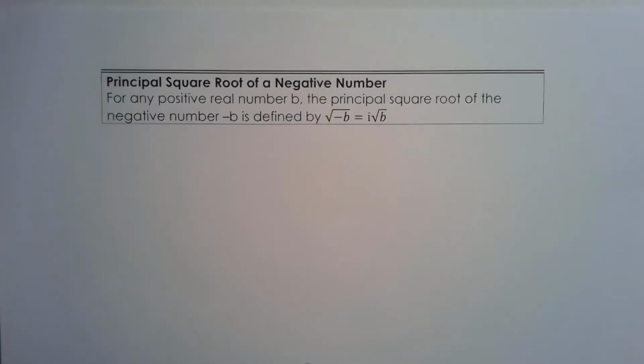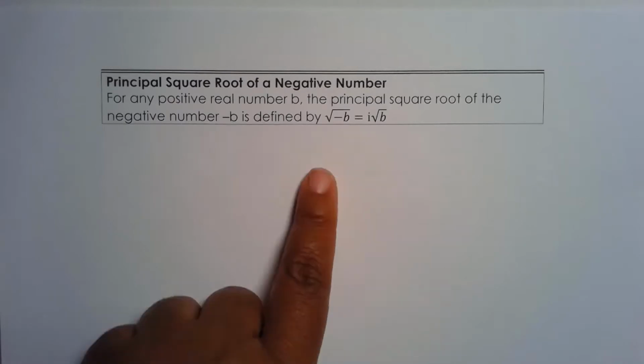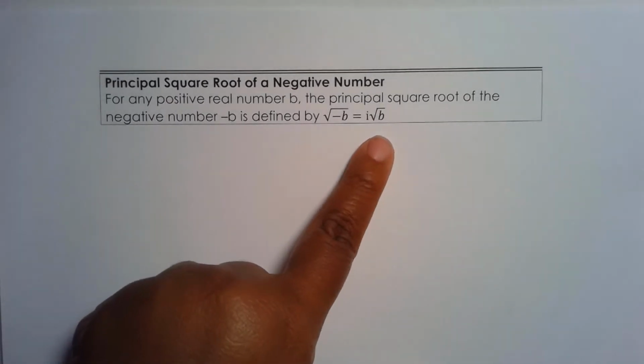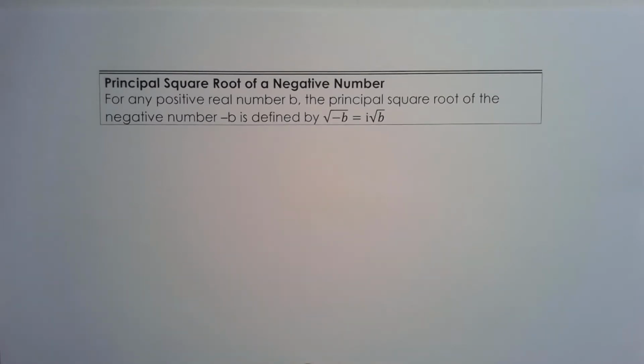Alright, so we're going to look at the principal square root of a negative number. It states that for any positive real number b, the principal square root of a negative number, negative b, is defined as: the square root of negative b is equal to i times the square root of b.